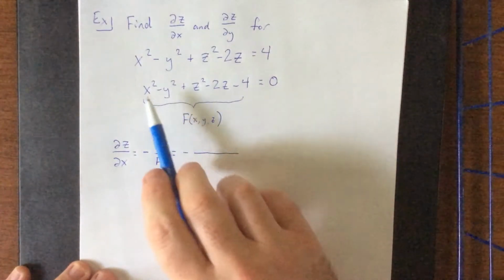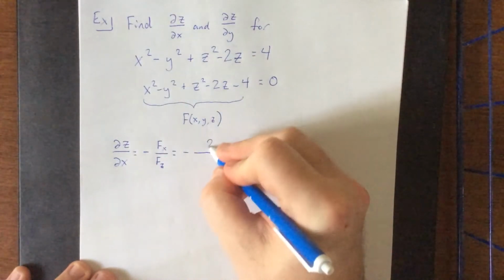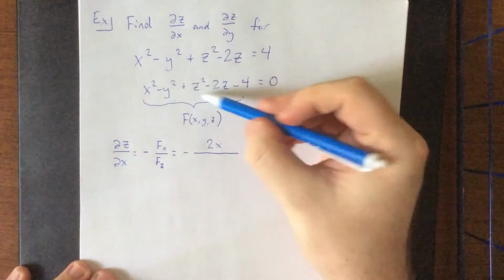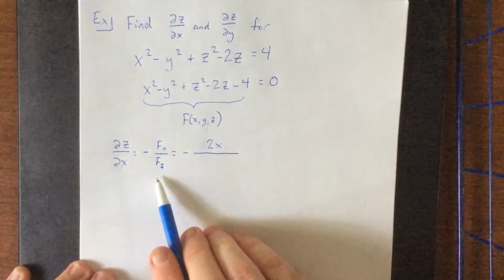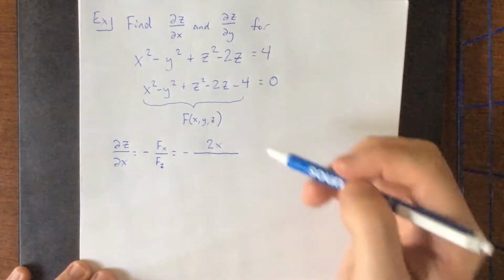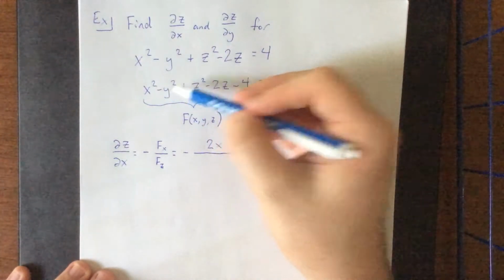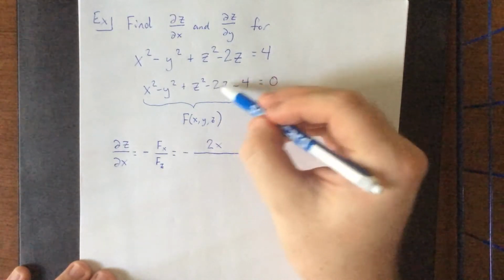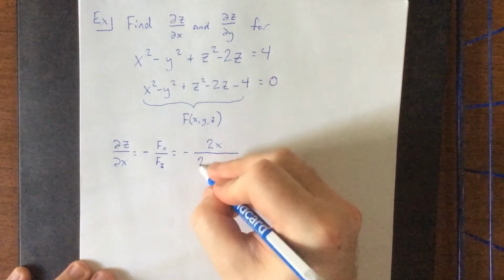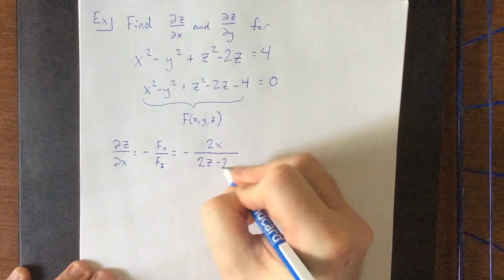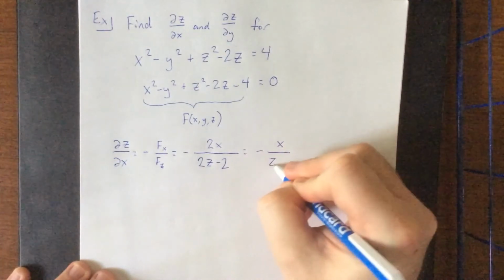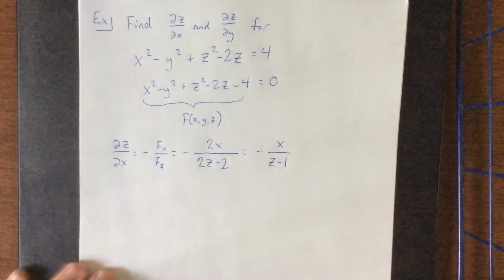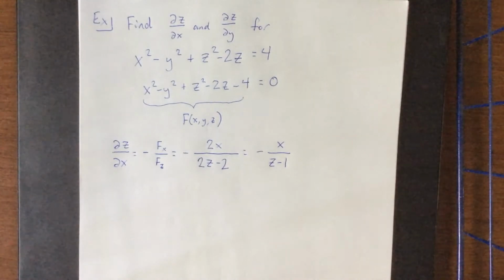With respect to x, we have a 2x from the very first term, and every other term is being treated as a constant. In the denominator, the partial derivative of f with respect to z, the first two terms will be 0, the last term will be 0, but the two terms in the middle will become 2z minus 2. And of course, if you're interested, you could factor out a 2 from the top and the bottom and cancel those out. We'll call that negative x over z minus 1.